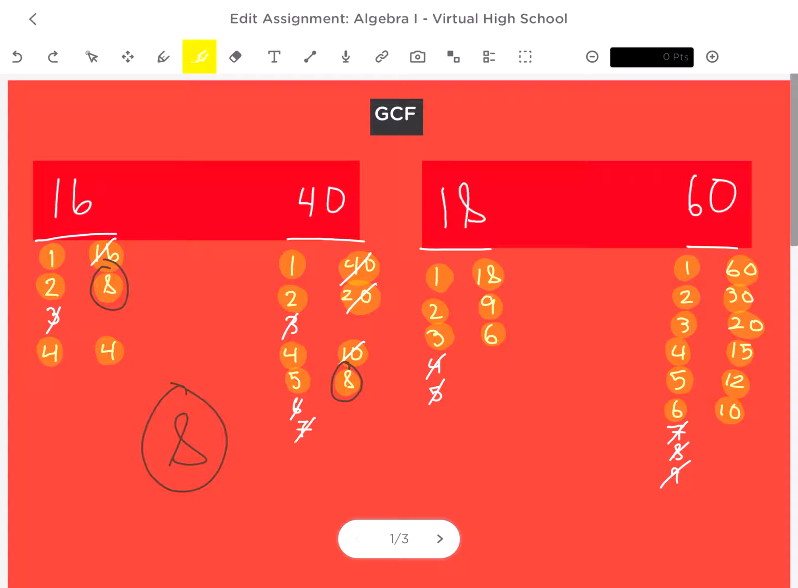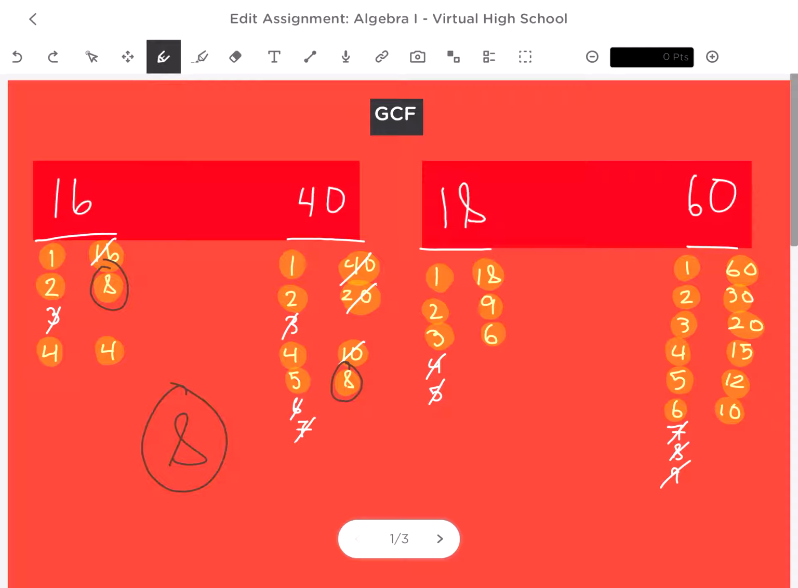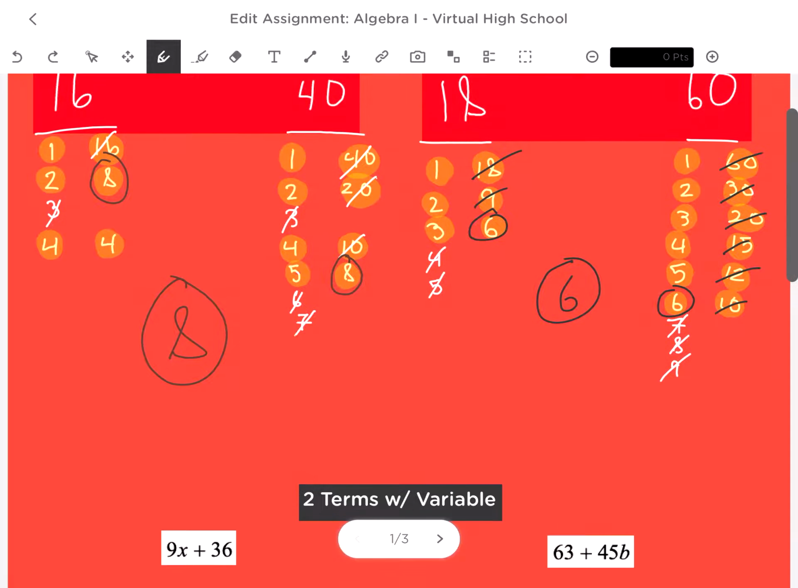Now I'm going to check. 18 is the biggest number on the left, so anything bigger than 18 is obviously out. Is 18 a common factor? No. 15, no. 12, no. 10, no. 9, no. But 6 is going to work. So 6 is my greatest common factor. Okay, let's go on to the next one.